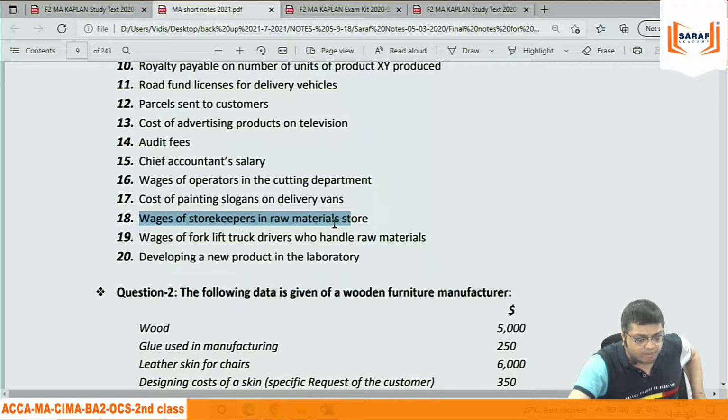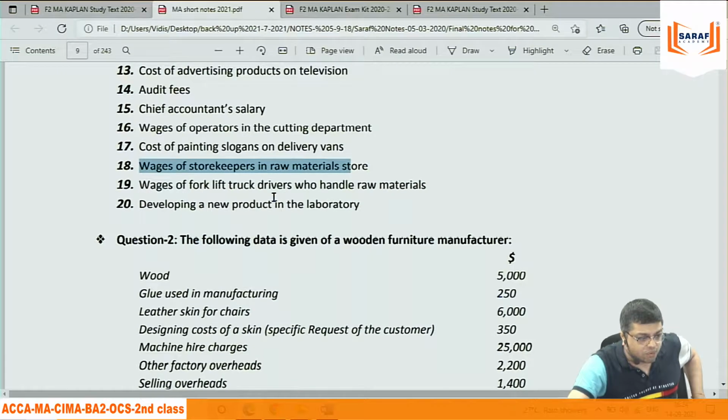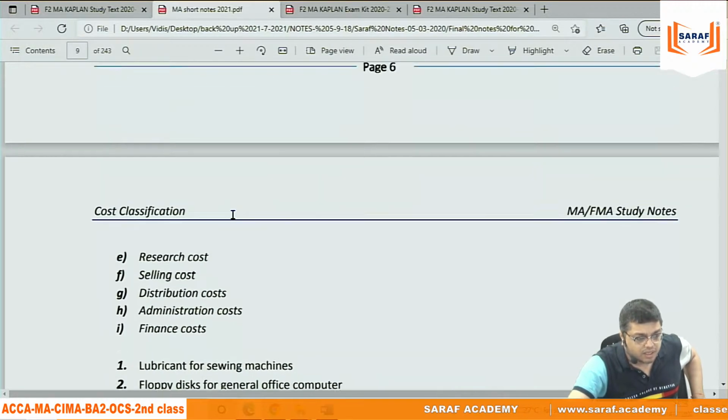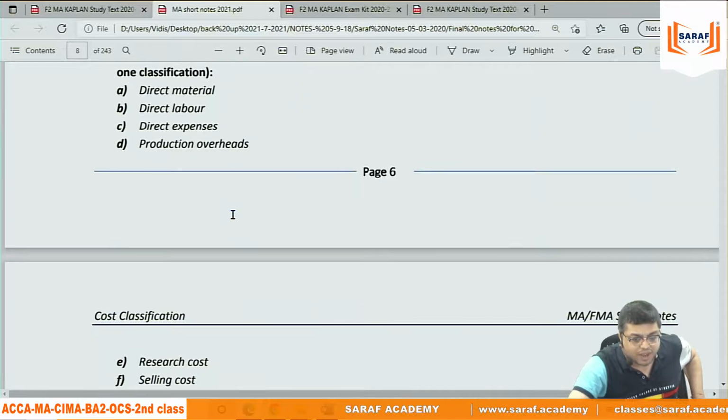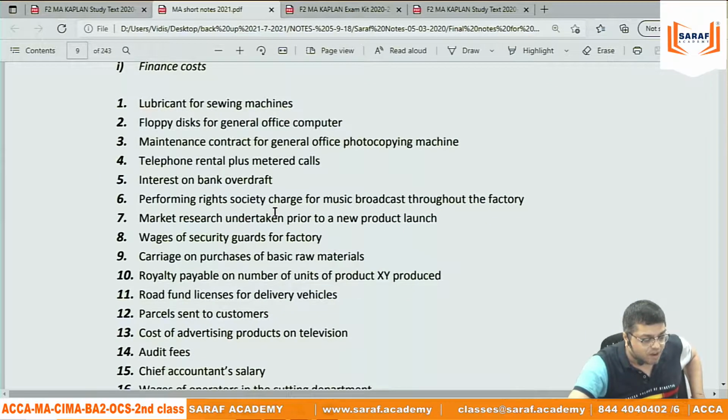Wages of storekeeper in raw material, production overheads. Wages of forklift truck drivers who handle raw materials, direct material. Developing a new product in the laboratory, research. The 20 types of cost need to be bifurcated. 6 and 19, performing rights.